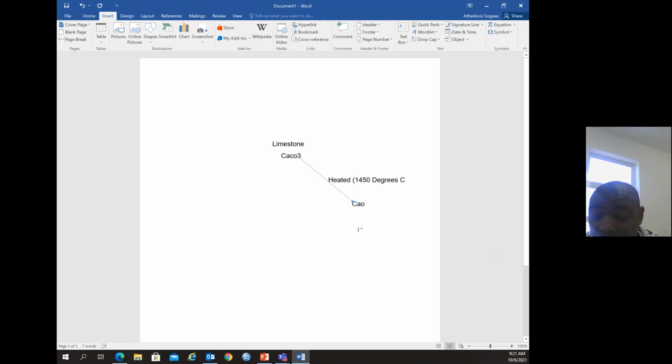What is the calcium oxide? It is known as quick lime. Quick lime, that is your calcium oxide. When the stone is heated, it breaks, and therefore it becomes quick lime.